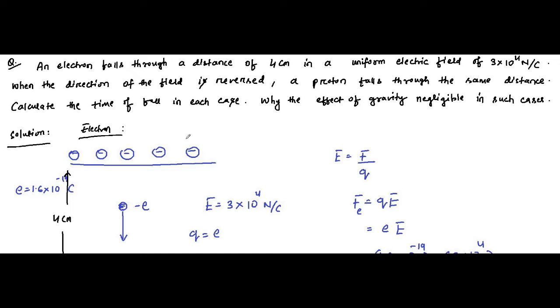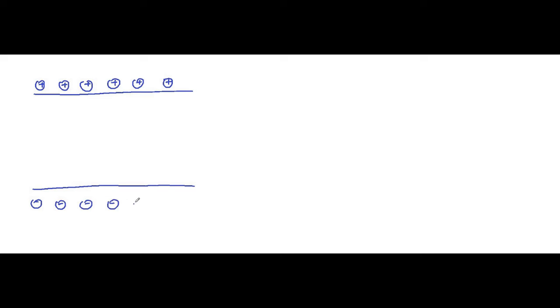Then we have the proton. So here in this case, what happened is that the direction of the field is reversed. So now it is, let's say like this, plus and then we have minus. So now a proton, it falls. Proton means positive of the electronic charge, that is falling because it will get drawn towards the negative side.